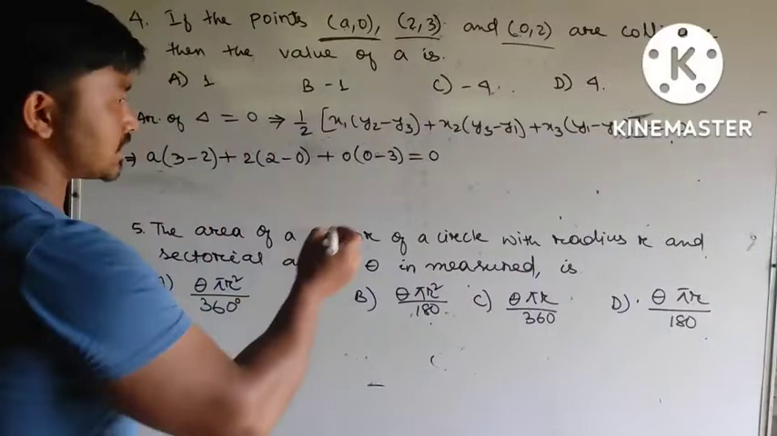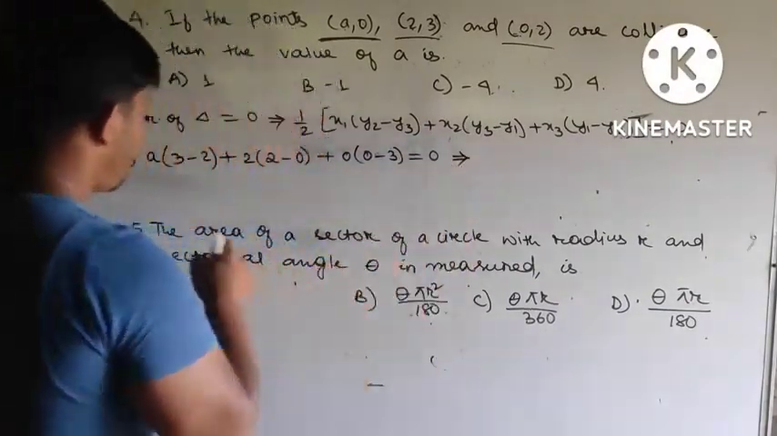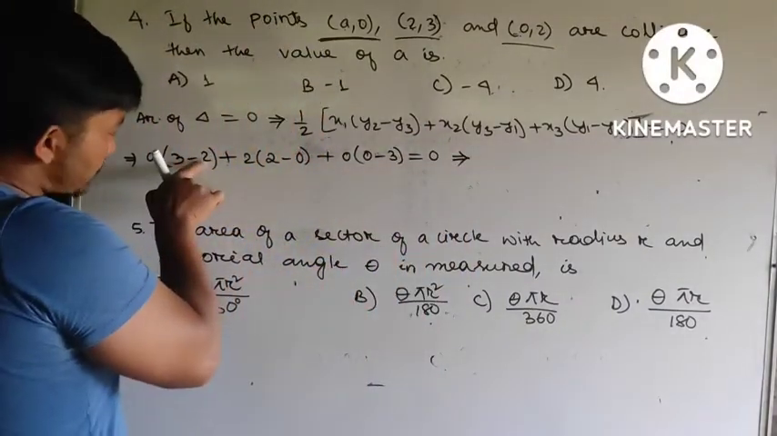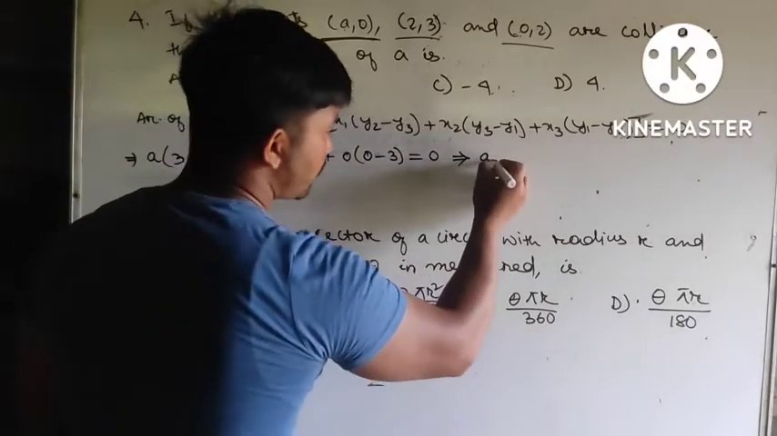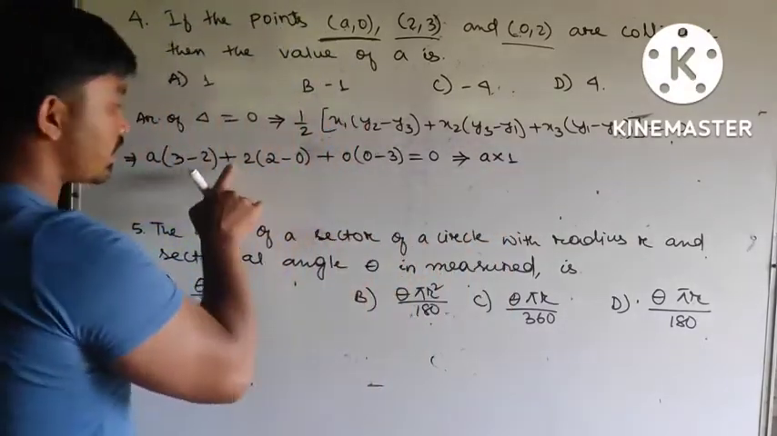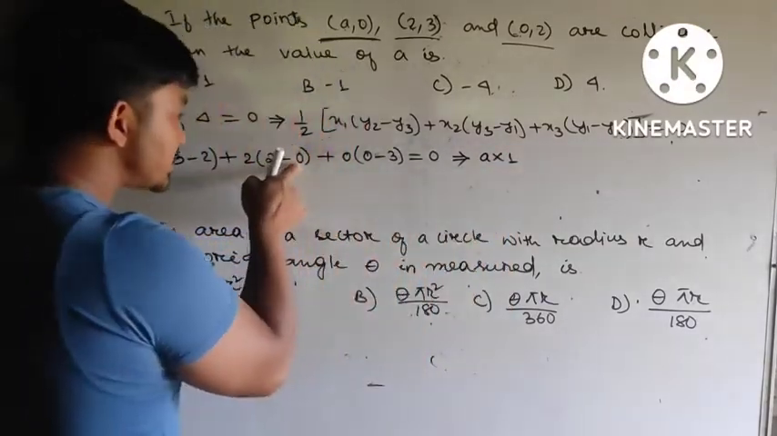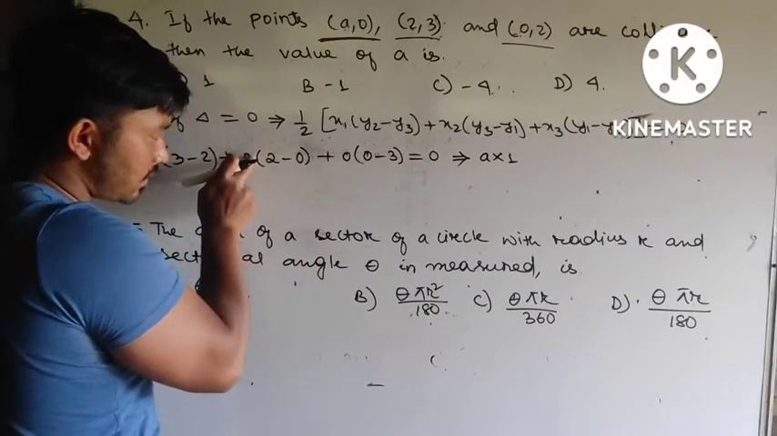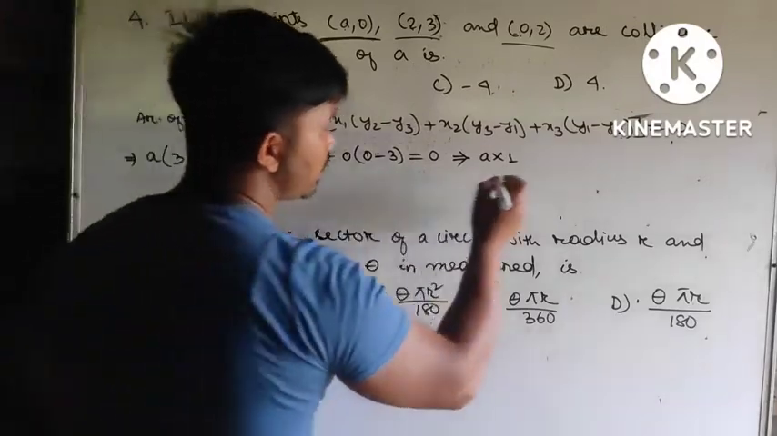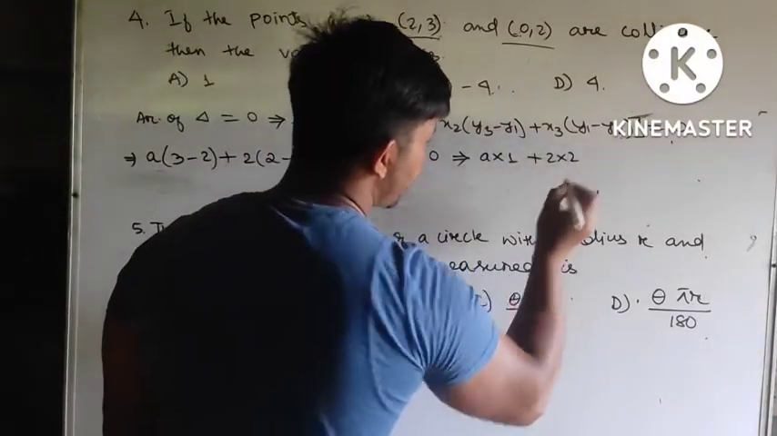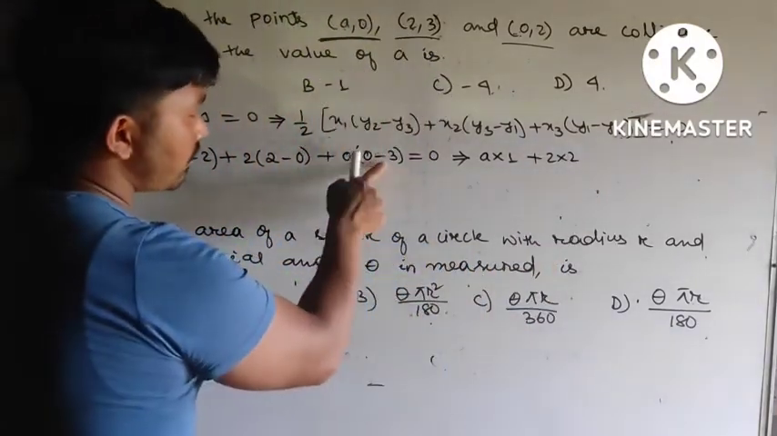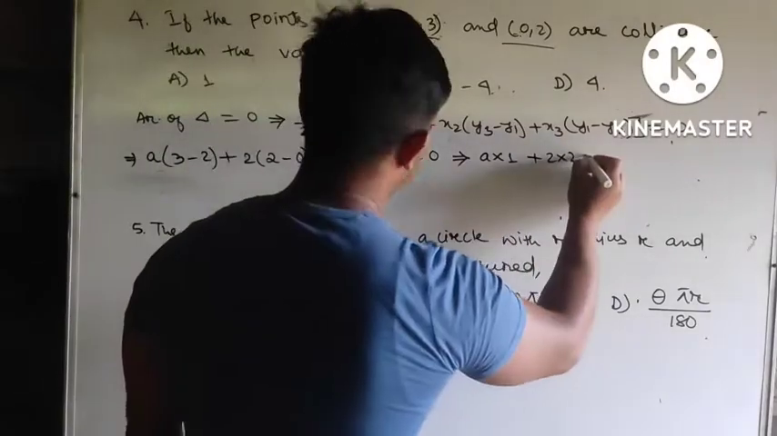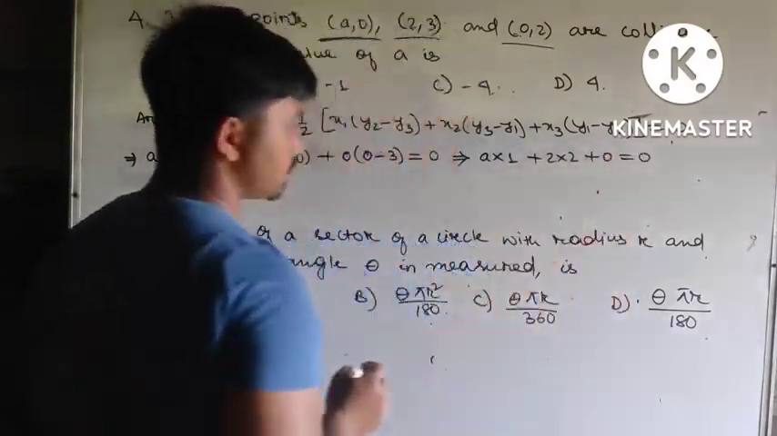Okay, so next, let's see what we get. 3 minus 2 will be 1, right? So I can write a into 1. After that, I have 2 minus 0 is 2. So 2 into 2. Here nothing is given, that means into. So I'll write here 2 into 2, okay? Next step. Any number multiplied with 0 is 0. So I'll put here directly 0, okay?